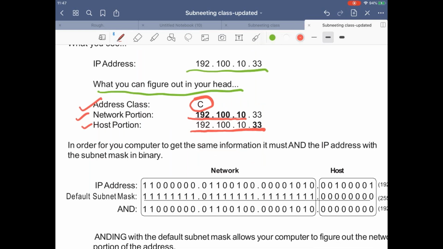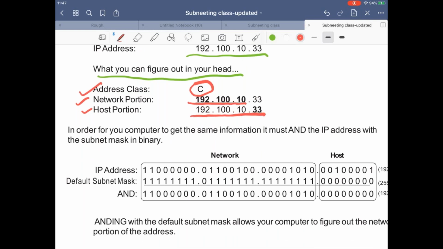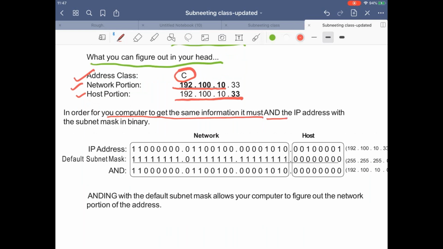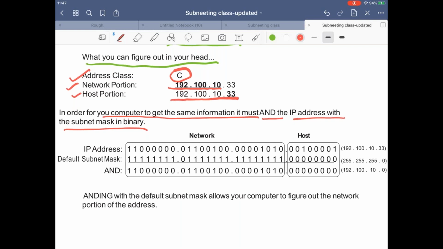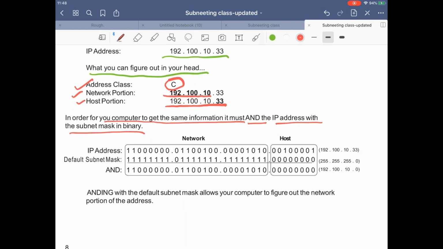Now, for your computer to get the same information, it must AND the IP address with the subnet mask in binary. Your system will do this. On your right hand side, the IP address is here, 192.100.10.33. If you convert this IP address into binary, what will you get?